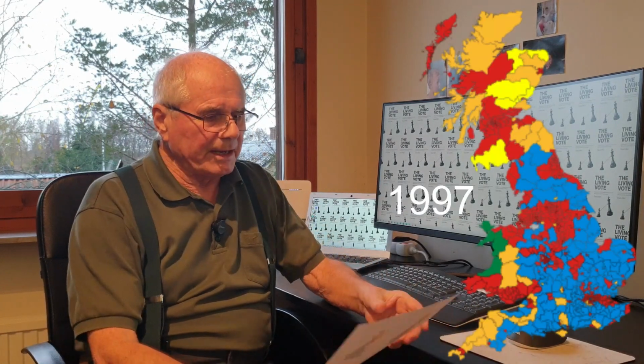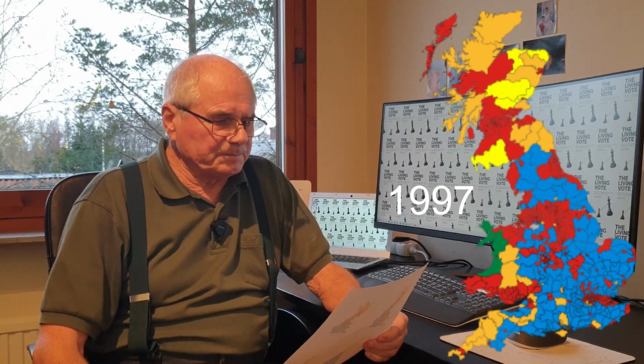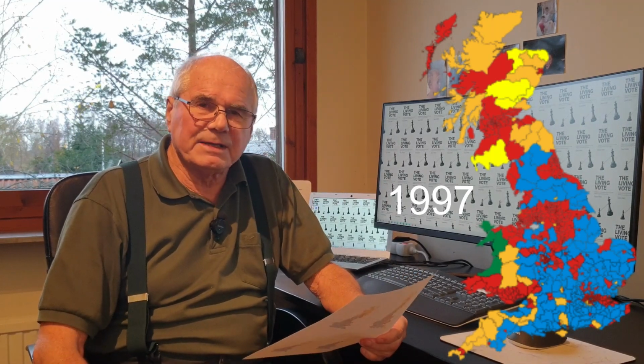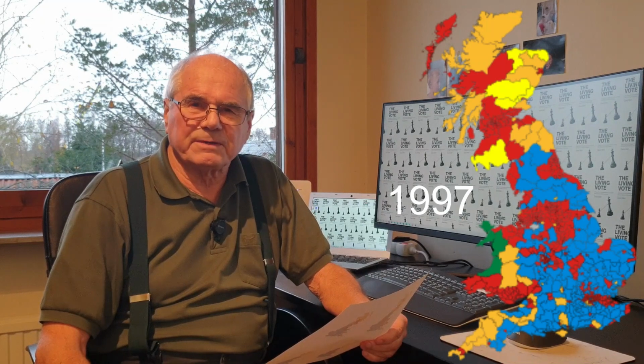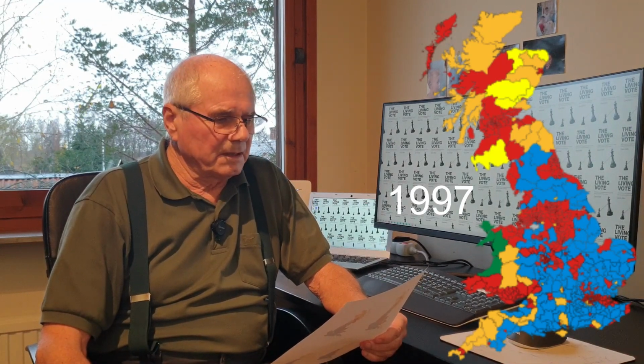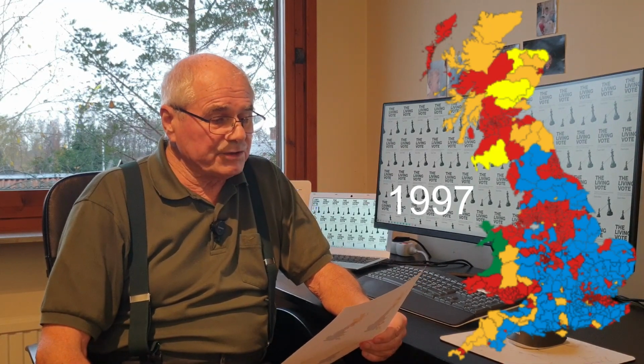Excuse me. Now, what I want to do is show you what this effect is like. You'll see the maps on the screen now. The first one we're looking at is 1997. That was a Labour landslide where Labour got a majority of something like 180 seats. And you can see that the red areas on the map are quite extensive, as are the blue areas.